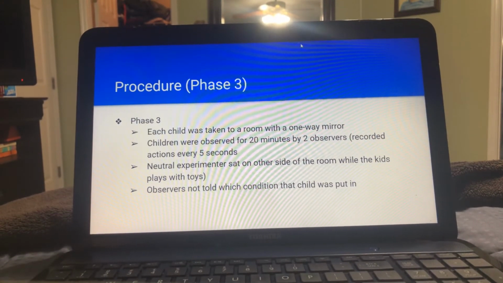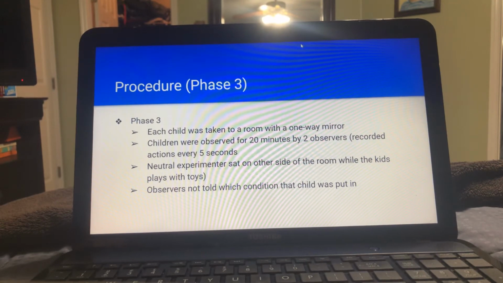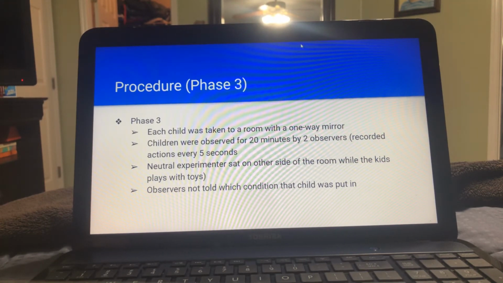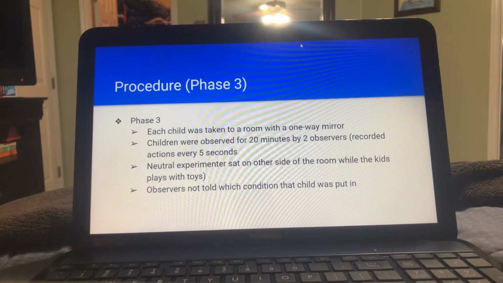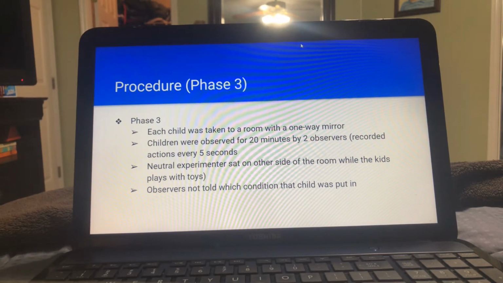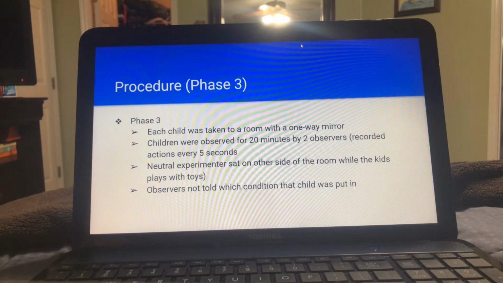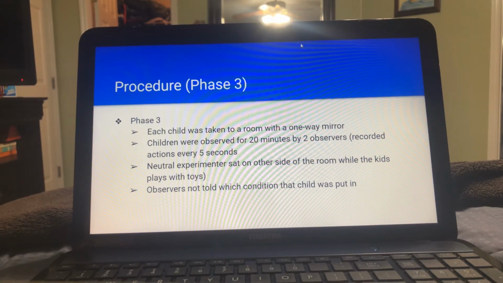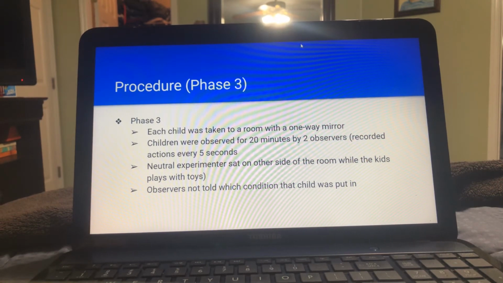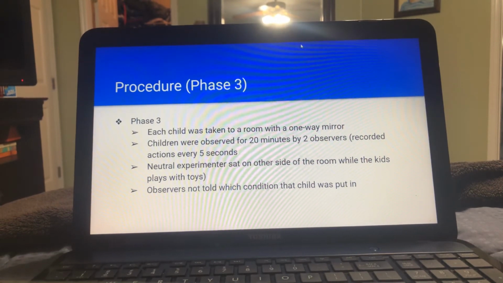Phase 3. Each child was taken to a room with a one-way mirror. Children were observed for 20 minutes by 2 observers and recorded actions every 5 seconds. A neutral experimenter sat on the opposite side of the room while the children played with the toys. Observers were not told which condition the child was put in, but they were told if they had watched a female or male model.